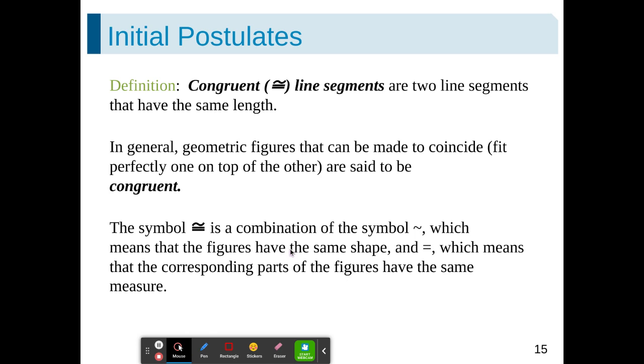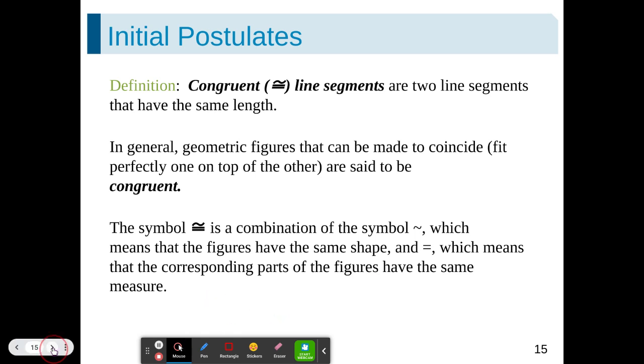All right, so continuing those initial postulates, just working through some of them. We have congruence. Congruence is the equal sign with a little tilde on top. Congruent line segments are two line segments that have the same length. And geometric figures that can be made to coincide or fit perfectly one on top of each other are said to be congruent. The symbol of congruence is a combination of a tilde with an equal sign, and it means that the corresponding parts of the figures have the same measure.